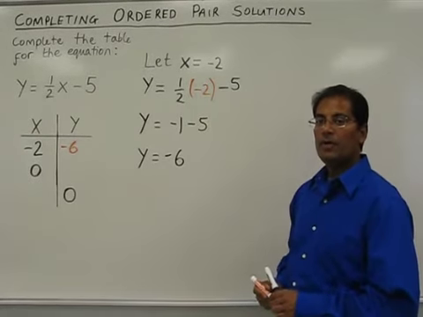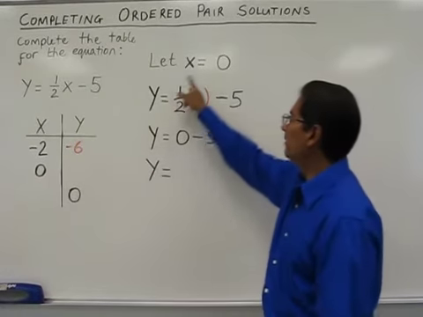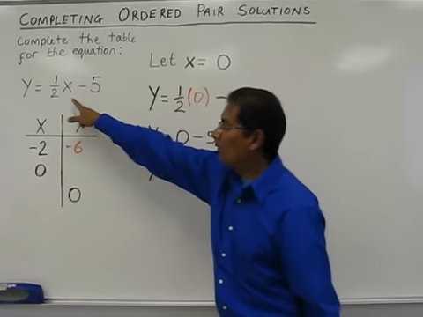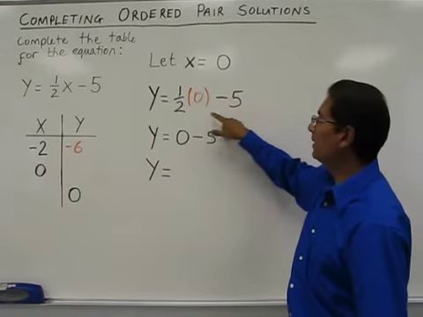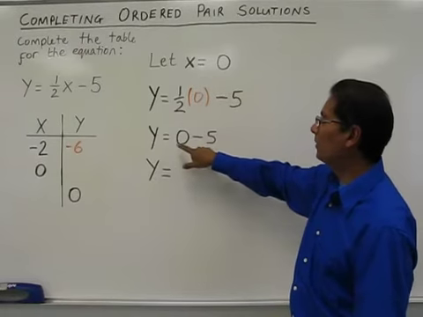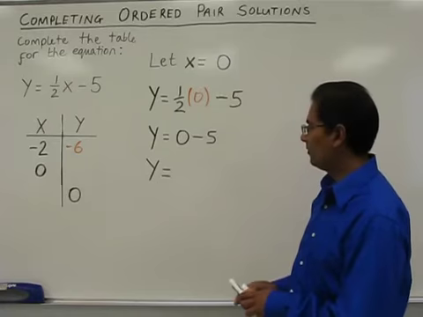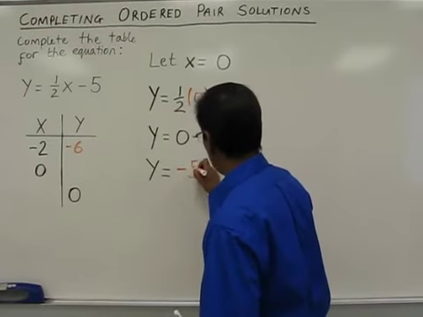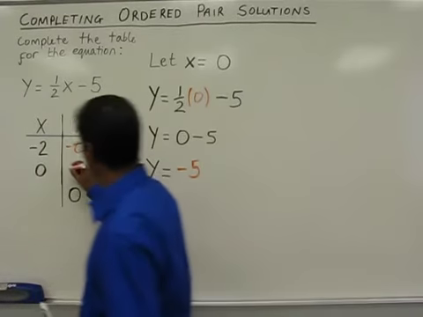Let's do the next point. If x is now 0, we plug that into our equation, we get y equals 1/2 times 0 minus 5. Anything times 0 is 0, so we get y equals 0 minus 5. And 0 minus 5 gives you -5. So if x is 0, y is -5.